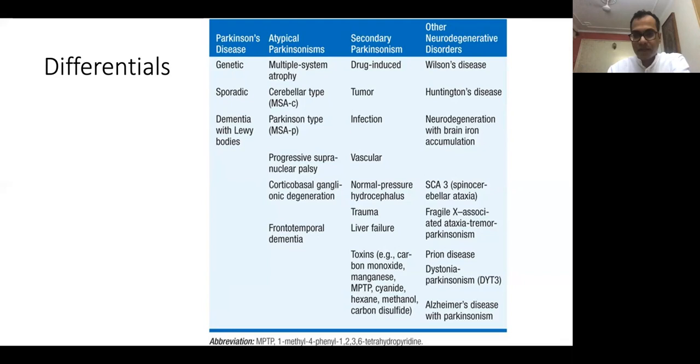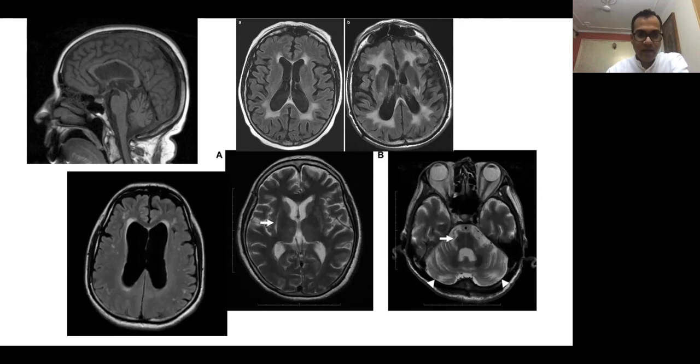These are some of the scans which are not really required to make a diagnosis, but are useful for alternative diagnoses. In Parkinson's disease, scans may be completely normal. There are some small findings, but we'll not discuss that. Midbrain atrophy with a penguin sign in PSP. This is vascular Parkinson's, suggestive of small vessel disease. A patient with normal pressure hydrocephalus. You have putamen hyperintensities in multiple system atrophy, and hot cross bun sign again in multiple system atrophy.